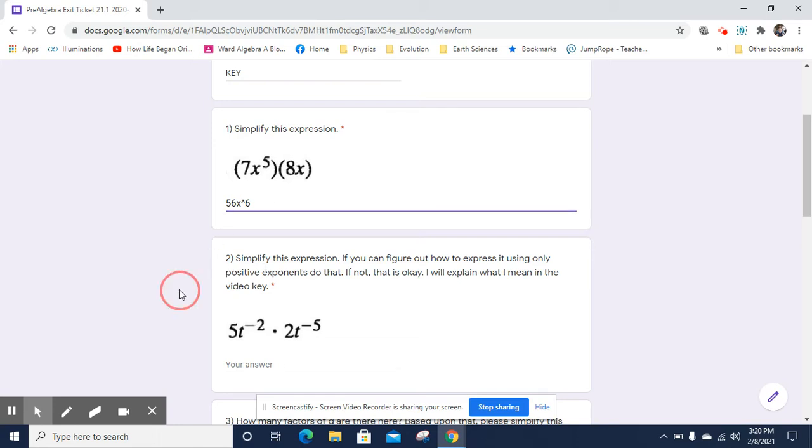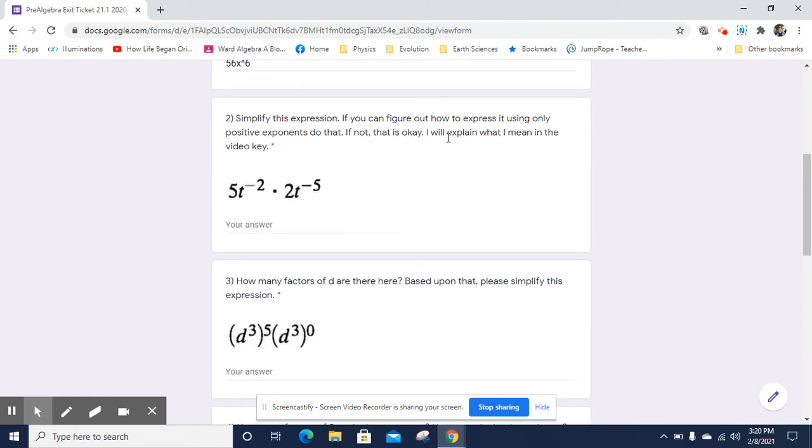Now we're going to simplify this next expression. If you can figure out how to express it using only positive exponents, do that. If not, that's okay. So I'm going to start off by simplifying it without positive exponents. I've got 5t to the negative 2 times 2t to the negative 5. Now these exponents only affect the t's. They have nothing to do with the 5 and the 2. So let's start by dealing with the 5 and 2. 5 and 2 are just numbers, so that's 5 times 2, which is 10. And then t to the negative 2 and t to the negative 5, I've got two of the same base, so that's going to be times t raised to the negative 2 plus negative 5 power.